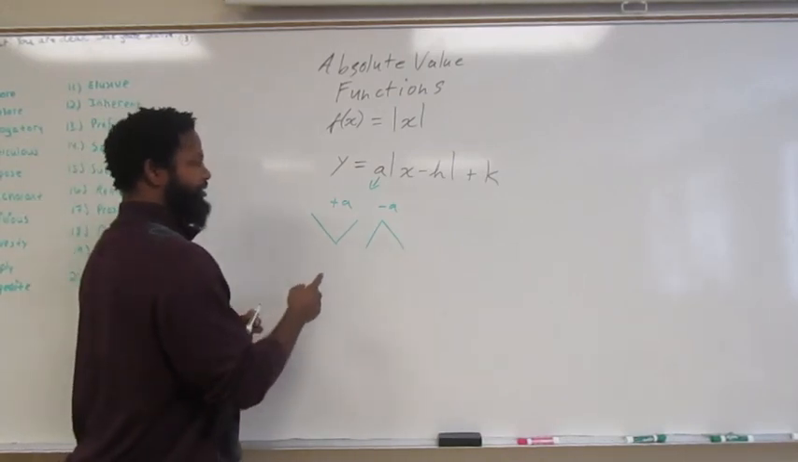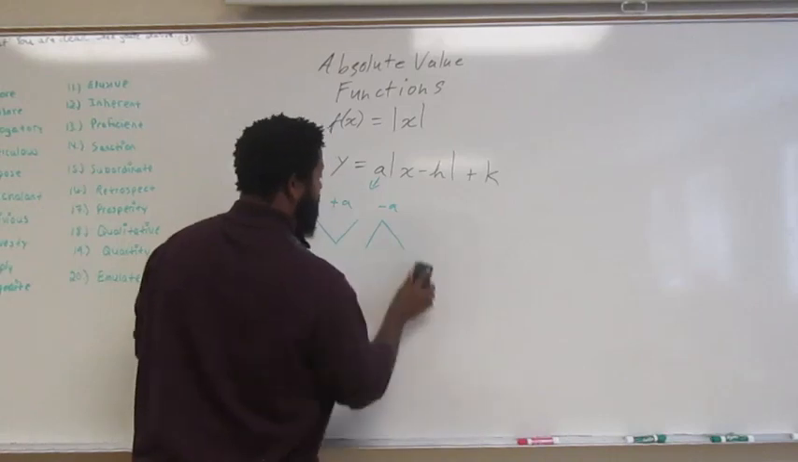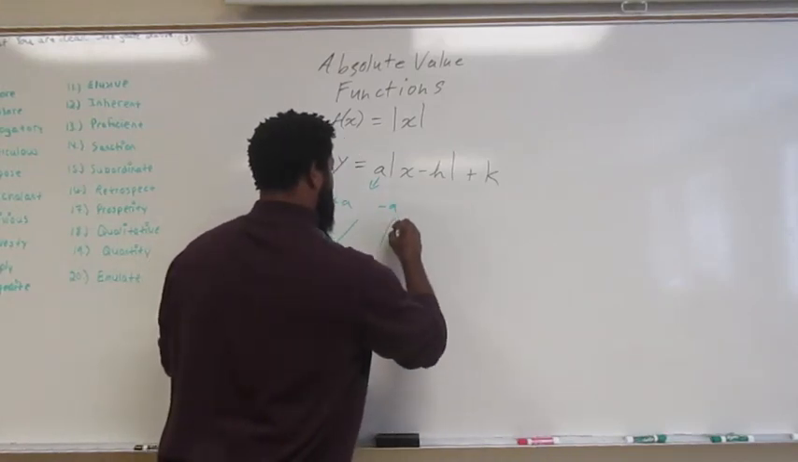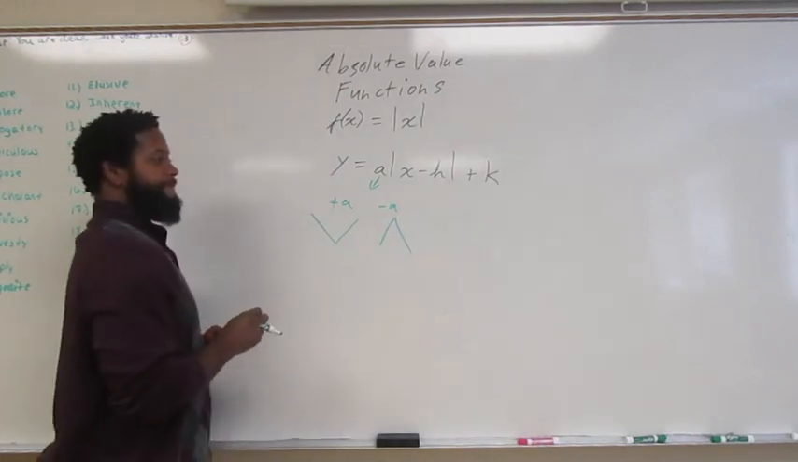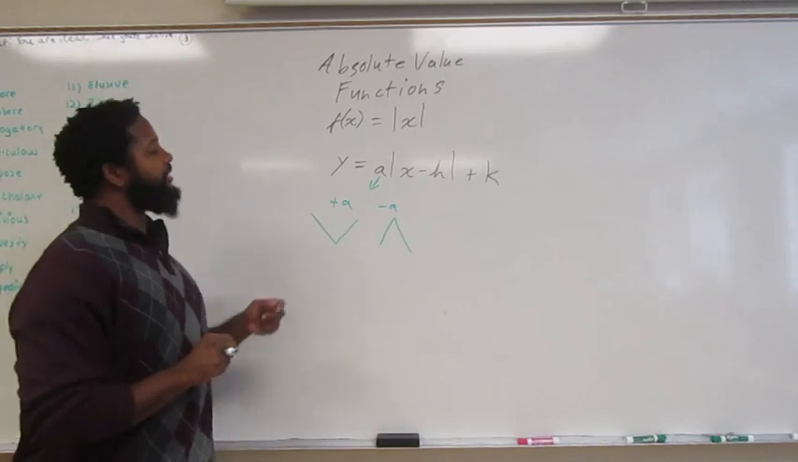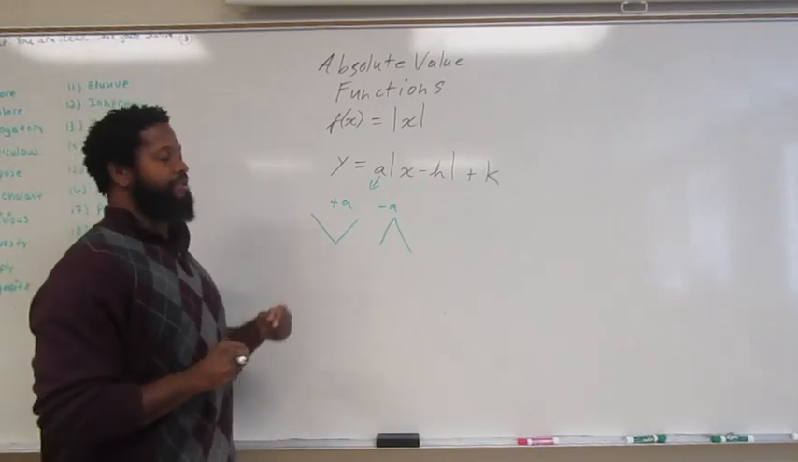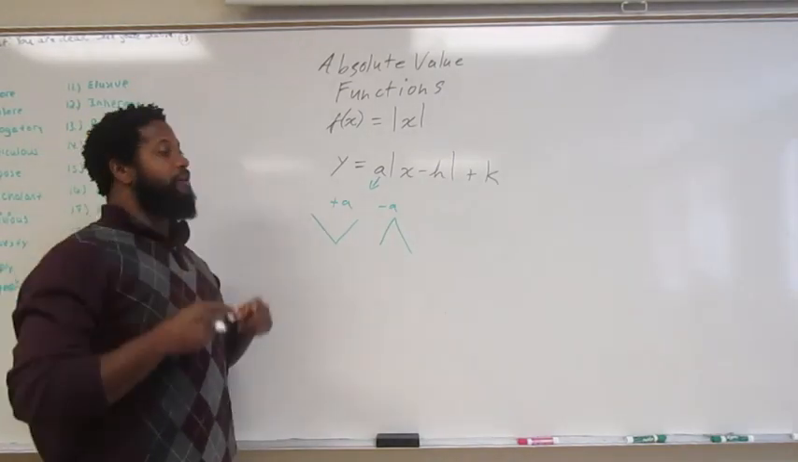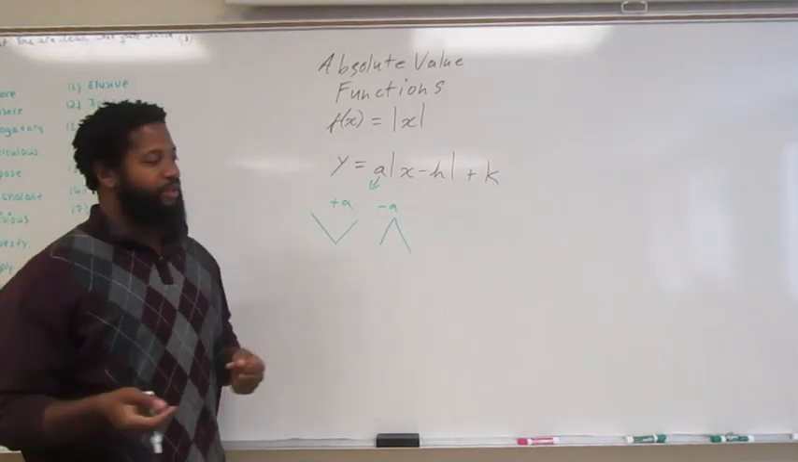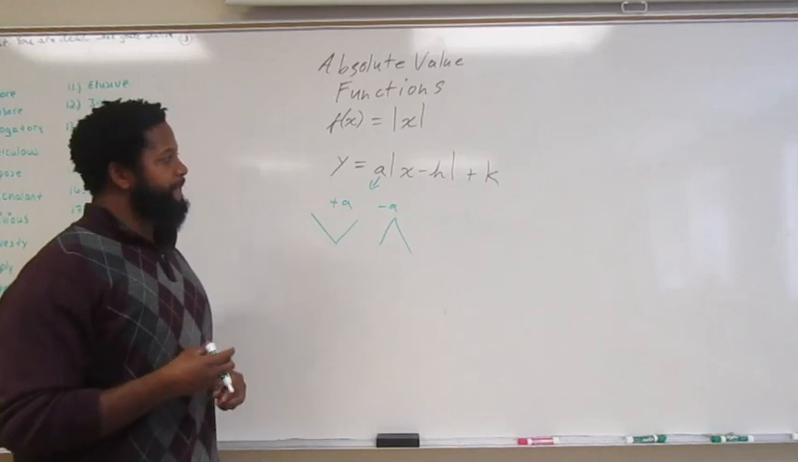Okay? Are these two close together? Let me scoot that one over. Okay? That is what happens with the A. So the first thing that you should look at are your A's. Do I have a positive? Will I have a V? Or do I have a negative? Will I have like an uppercase A, if you will, without the line in between? All right?